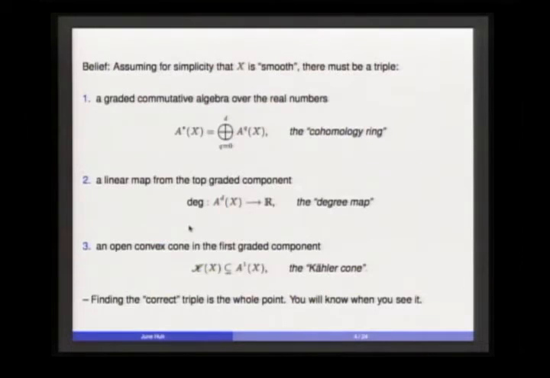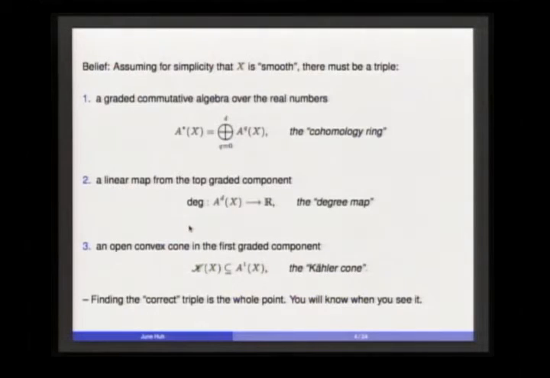That's some sort of cohomology ring associated to X. And secondly, you should be able to find a natural linear map going from the top graded piece A^D to the base field, the real numbers. It's just a linear map that you call the degree map. And thirdly, you should be able to find an open convex cone in the first graded component.